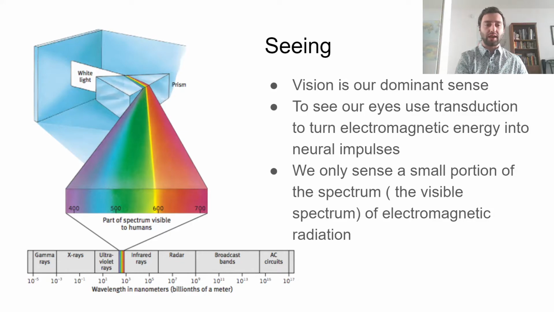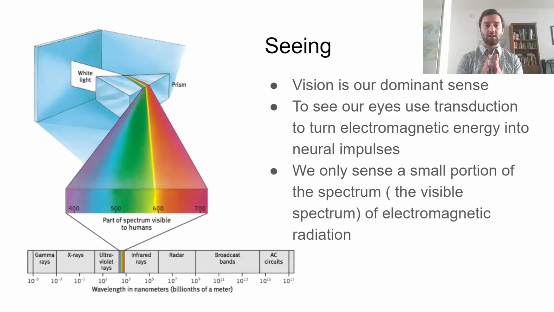We have visual light, which is that small little sliver right there. You can kind of see the little rainbow there, which is what we see. We have infrared rays, which is heat. We have radar. We have broadcast bands. We have AC circuits. So we've got this huge spectrum of, I shouldn't really even say light necessarily, this huge spectrum of electromagnetic energy. The small portion that we see is what's called visual light, which is what we experience.